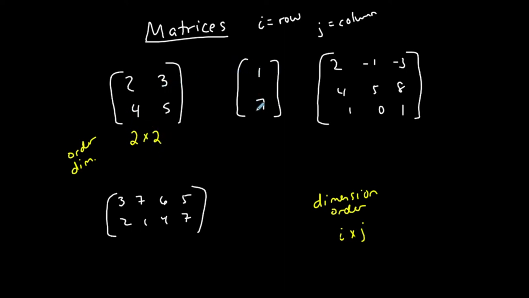This particular matrix has two rows and one column. So I say this is a 2x1 matrix. This matrix has three rows and three columns. It's a 3x3 matrix. The dimension or the order of this matrix is 3x3. This one is a 2x4 matrix. It has two rows and four columns. So the dimension of this matrix, or the order of this matrix, is 2x4. And it's always row first and then column next. So 2x2, 2x1, 3x3, 2x4.